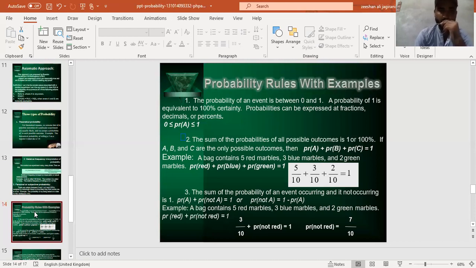Number three, the sum of the probabilities of an event occurring and not occurring is 1. P(A) plus P(not A) is equal to 1, or P(not A) is equal to 1 minus P(A). These are the different ways. Example: a bag contains 5 red marbles, 3 blue marbles and 2 green marbles. P(red) plus P(not red) is equal to 1. So 3 divided by 10 plus P(not red) is equal to 1, and P(not red) is equal to 7 by 10.